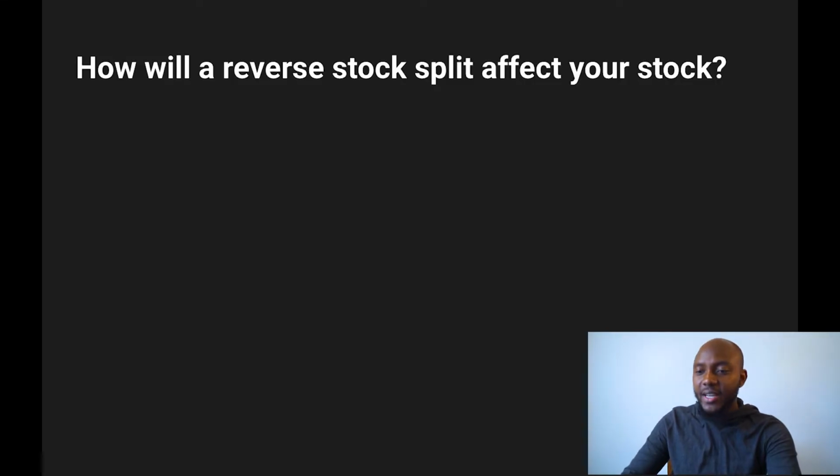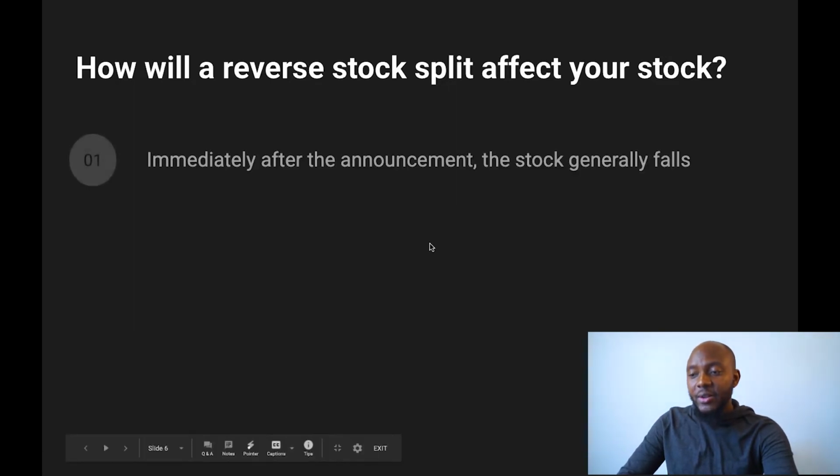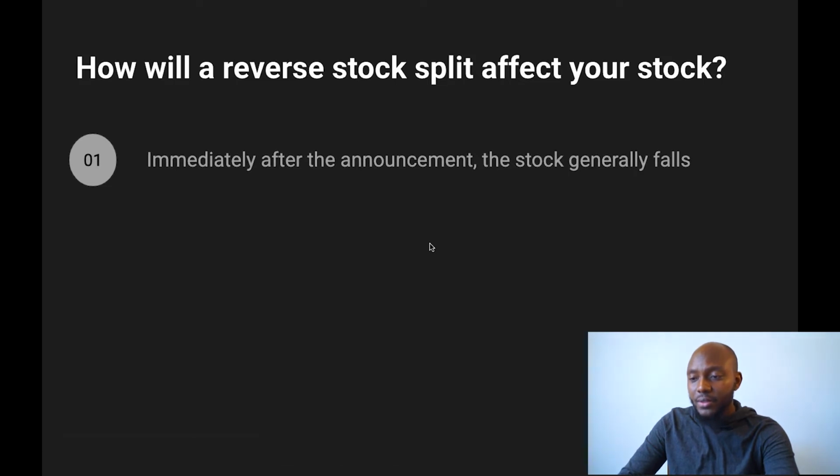Now, let's understand how a reverse stock split affects your stock. Immediately after the announcement of a reverse stock split, the stock generally falls. As soon as a company announces a reverse stock split, it's a signal to the market that the company is doing really badly. The situation has gotten out of hand, and the company is trying to create a smoke screen and create a perception that the stock is doing well, even though it is not.